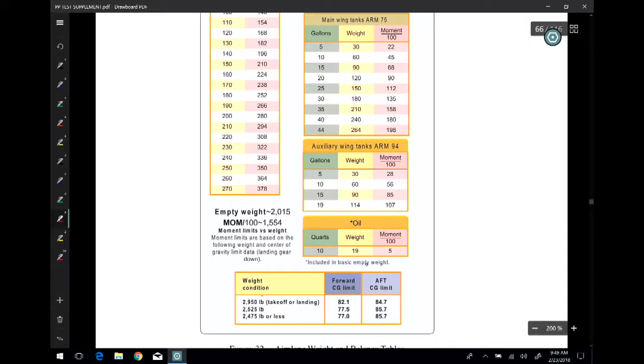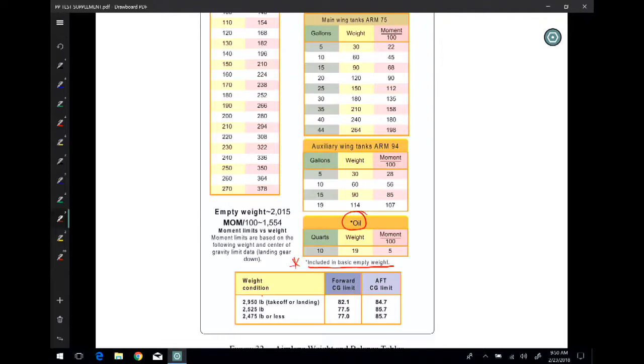Oil, we have the oil here. But notice on this, oil is actually included in the basic empty weight. So in this particular configuration, do we have to have a special place here to factor the oil? Nope, because it's included in the basic empty weight of the airplane.